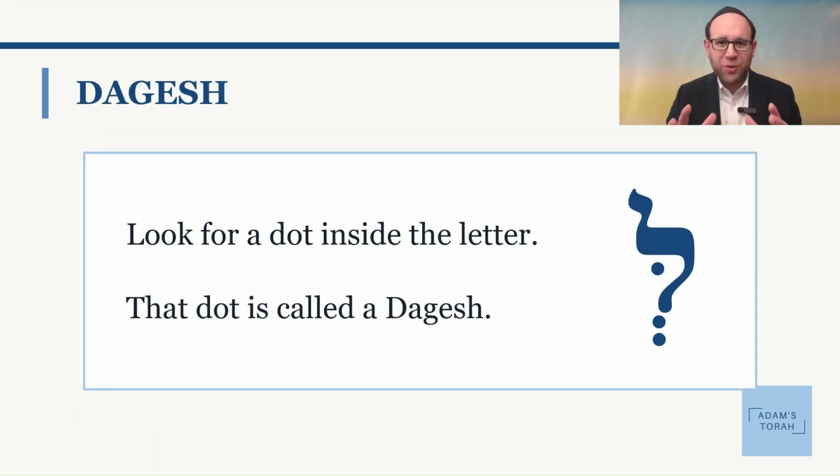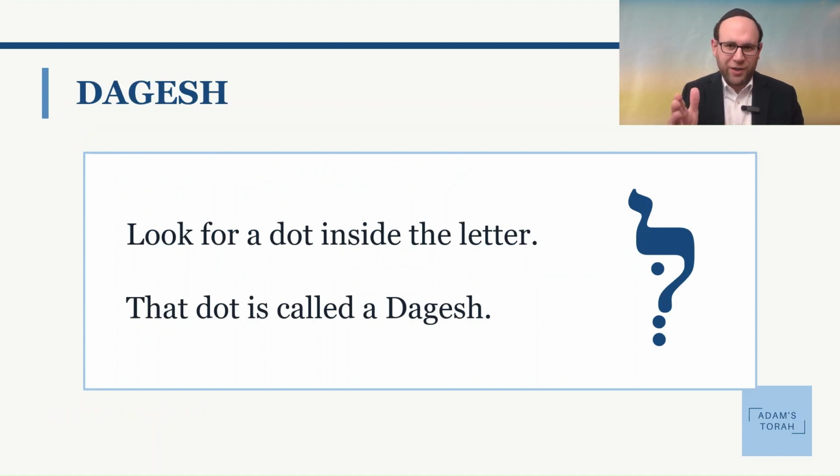Before we learn this rule, we first have to learn what is a Dagesh. A dagesh is a dot in the middle of a letter that is telling you to give it some extra emphasis. So for example, on the screen you see the letter Lamed. And in the Lamed there is a dot. And underneath this Lamed there is our vowel, the Sheva. That dot is called a dagesh.